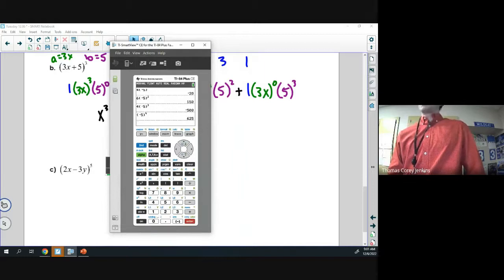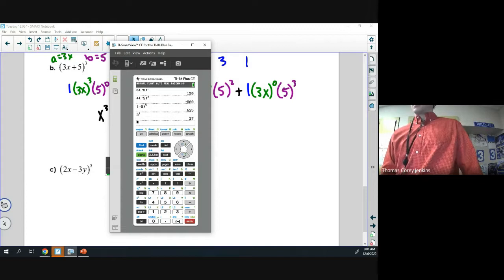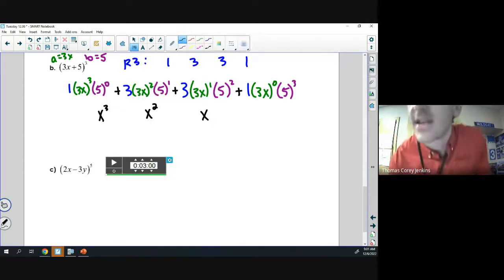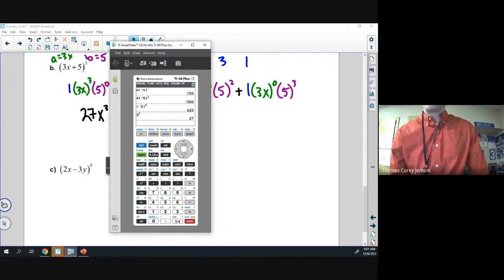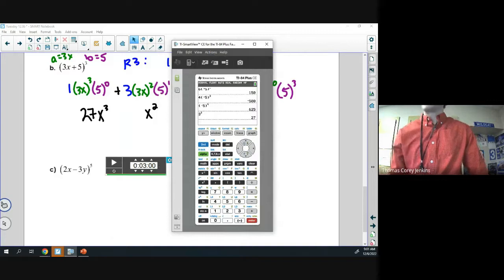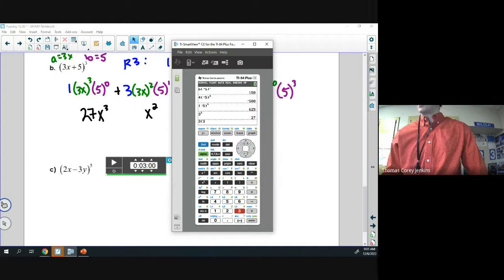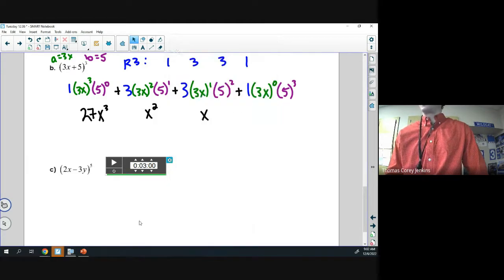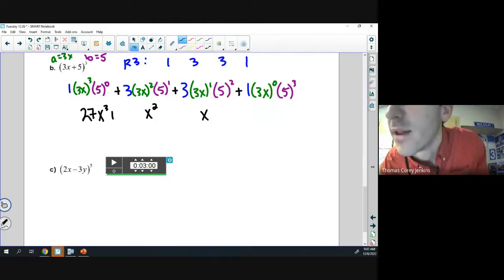All right, so first term, my coefficient is going to be 1 times 1 times 3 to the 3rd, right? I have to take 3 to the 3rd power here. So that's 27. So that's my lead coefficient, 27 x to the 3rd, okay? My next coefficient is going to be the product of 3 times 3 squared times 5 to the 1st, or just 5. So that's 135. So plus 135.